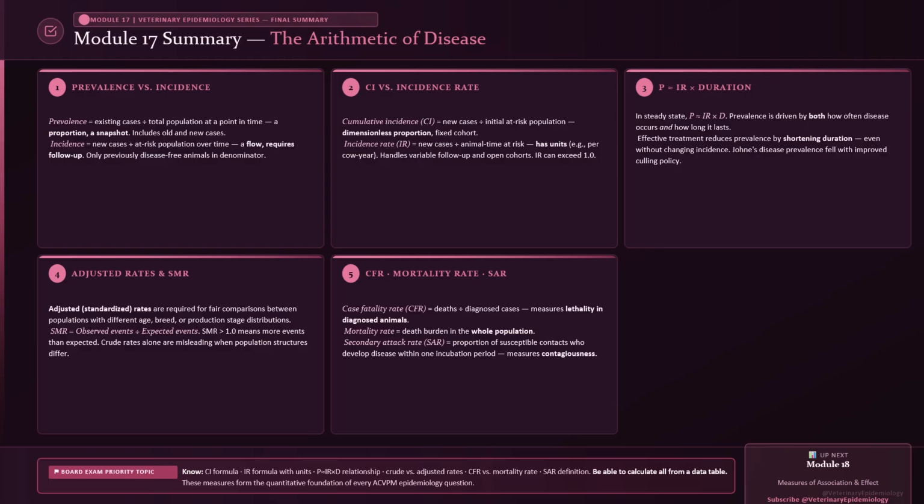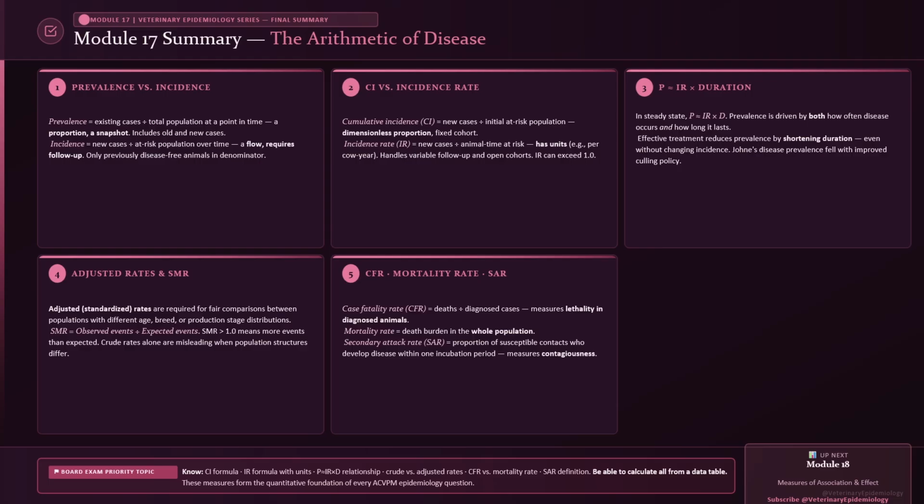Herd level versus animal level prevalence. Always clarify your unit of analysis before interpreting or reporting. Sample size for prevalence studies is driven by expected prevalence, desired precision, and confidence level. Use 50% expected prevalence when uncertain. Here are ACVPM exam tips.